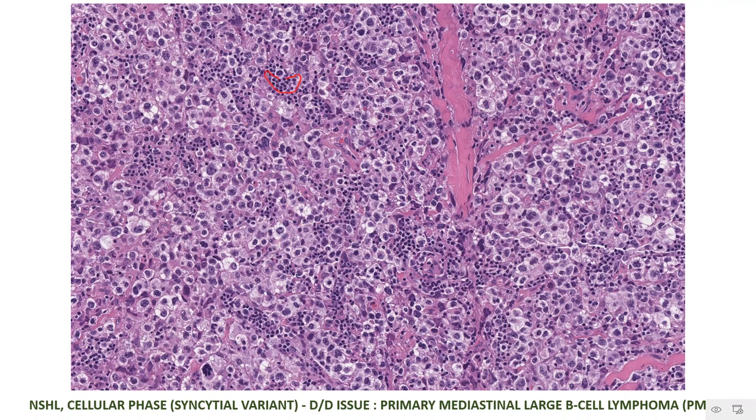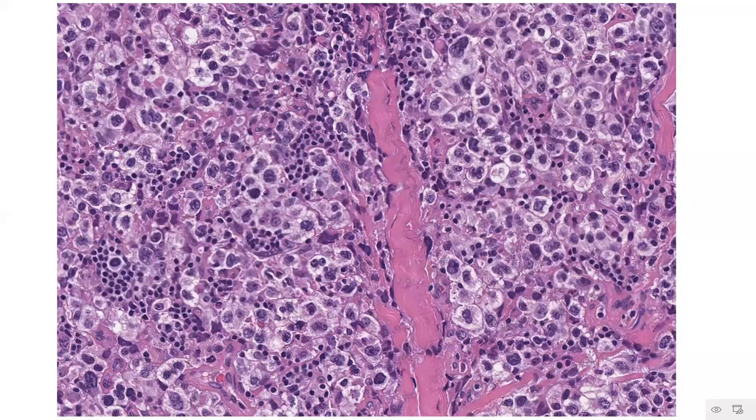And if you look closely, even within this diffuse architecture, it seems to be kind of compartmentalized into small islands, which are separated by thin strands of collagen at places. So this kind of compartmentalization is something which is seen in the case of primary mediastinal large B-cell lymphoma. Like I said already, quite a few of these cells will have the clear cell appearance, which might be mistaken for the lacunar cells of classic Hodgkin lymphoma.